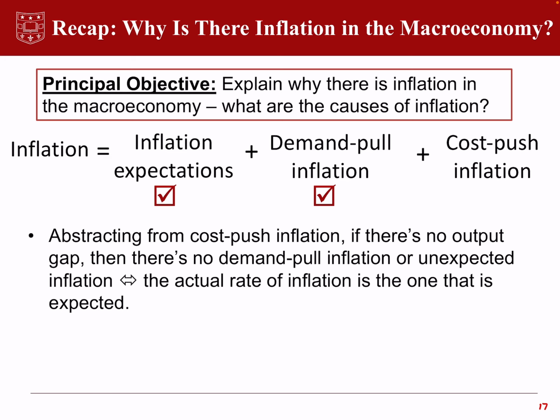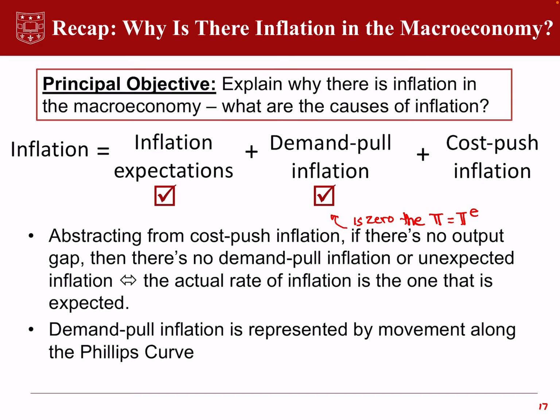So again, abstracting from this last element, if there is no output gap, then by definition, there is no demand pull inflation or unexpected inflation. The actual rate of inflation is the one that's expected. So in other words, what this bullet point is telling us is that if that is zero, then the actual rate of inflation that prevails in the macroeconomy is just the one that was expected. So whatever that level is, that's the one that prevails.